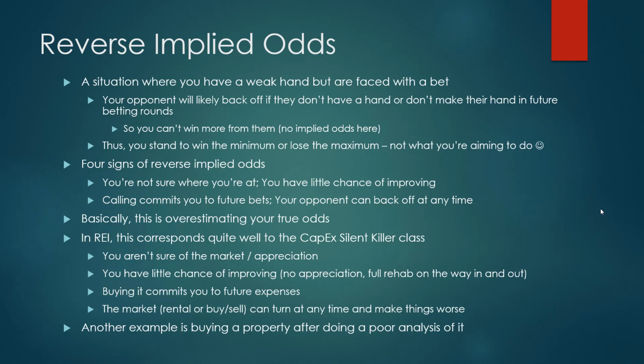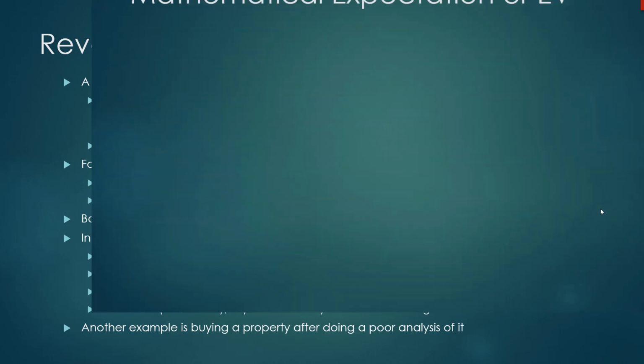Another example of this is just being like, oh yeah, I'm a collector of properties. My player type is loose aggressive, and I just went and bought this house. I didn't do the proper analysis. Your reverse implied odds are probably very poor.